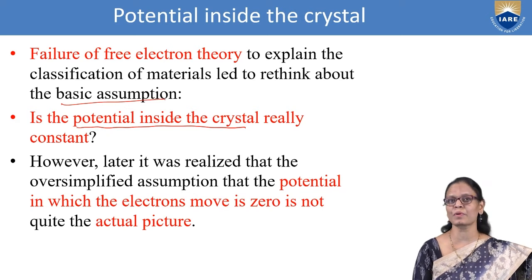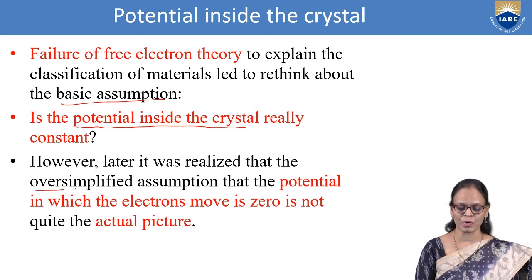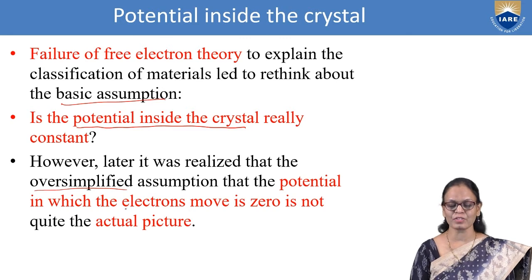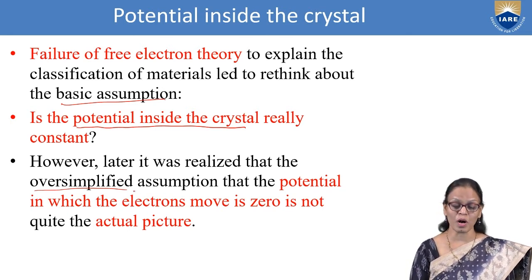They asked: is the potential inside the crystal really constant? Later on, they realized that this is an oversimplified assumption. Oversimplified means that for simplicity's sake, they had taken the electron to be moving inside a crystal which has constant potential, and let the potential be zero. But that is an oversimplified assumption. That electrons move in a constant or zero potential is not the actual picture. When they realized that, they started experimenting again to find out what could be the case.